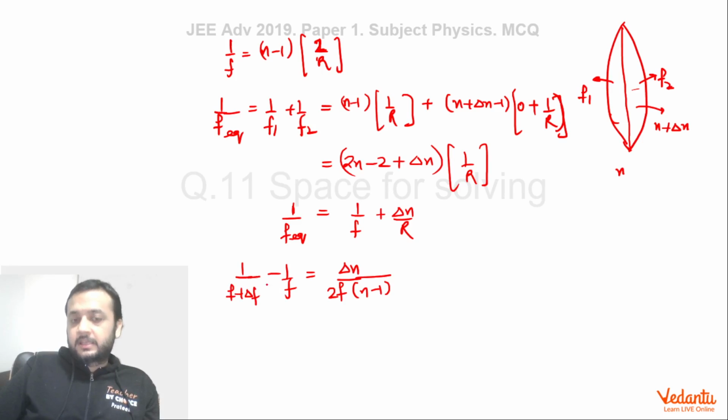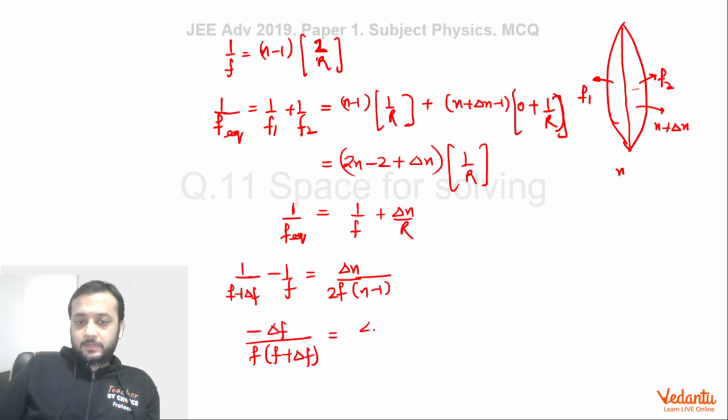Make sense? Now if you take the LCM, so in the numerator you will get minus delta f divided by f into f plus delta f. This will become delta n upon 2f into n minus 1. Okay, so f and f will be gone. From here what do we get? Minus delta f upon f plus delta f is equals to delta n upon 2 into n minus 1, right?